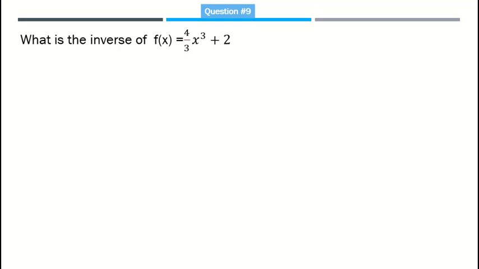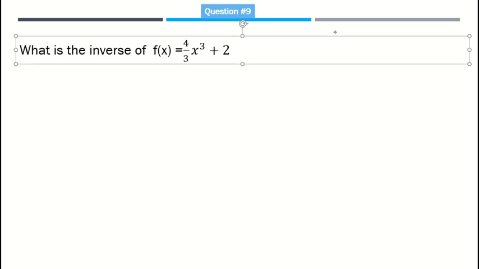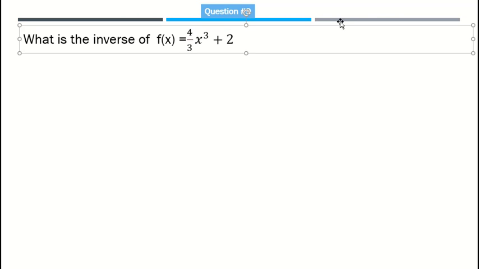Alright, moving on to question number 9, we're asked what is the inverse of f of x equals 4/3 x to the third plus 2. There are a couple of ways to do this. Very straightforward: look at what you're doing to x, and let's list those. Let me make sure I get my pen.